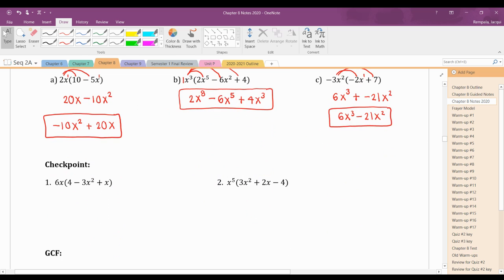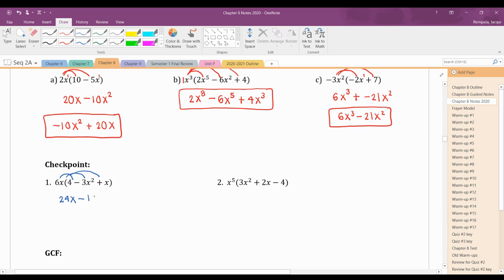So I would suggest that you pause the video and try these 2 checkpoint problems. Okay, hopefully you paused the video. I have to distribute 3 times here. 6 times 4 is 24, and then the x gets carried over. Bring down the subtraction sign.